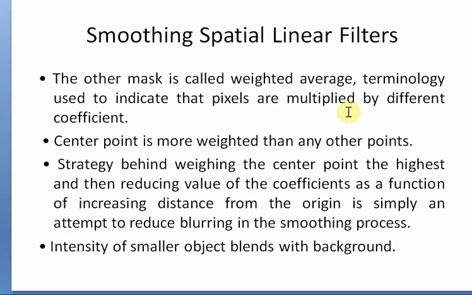Now weighted average means the weighted coefficients are not like 1 by 9. They are different: w(x,y) has one value, w(x,y+1) has another value. That means f(x,y) is multiplied by a certain value, plus f(x,y+1) is multiplied by a certain value. Multiply these pixels with the different values, do the sum, and then divide by the sum of the weights. Then you get the weighted average. You may do the weighted average also, where the center point is more weighted than any other points. You may consider that one also.